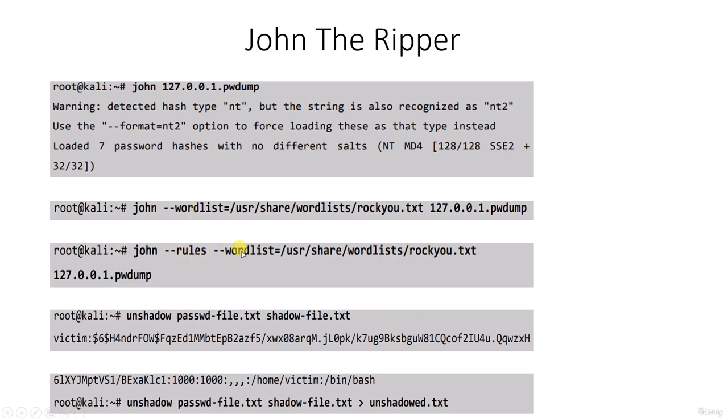In order to crack Linux hashes with John the Ripper, you first need to use unshadow. Unshadow is a utility that combines the password and shadow files from the compromised system. As you can see, this will combine them.